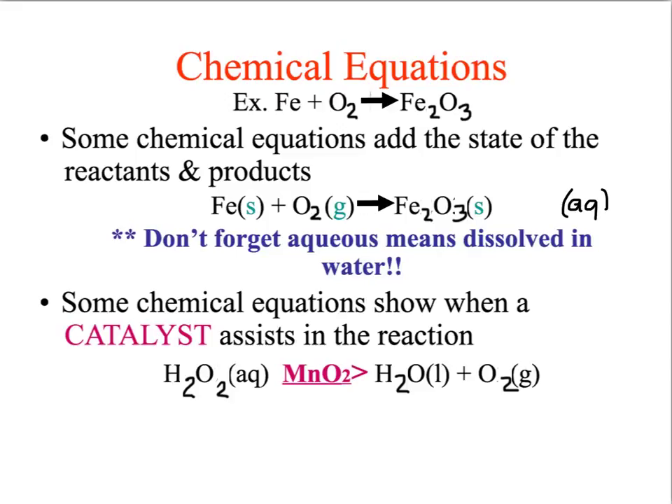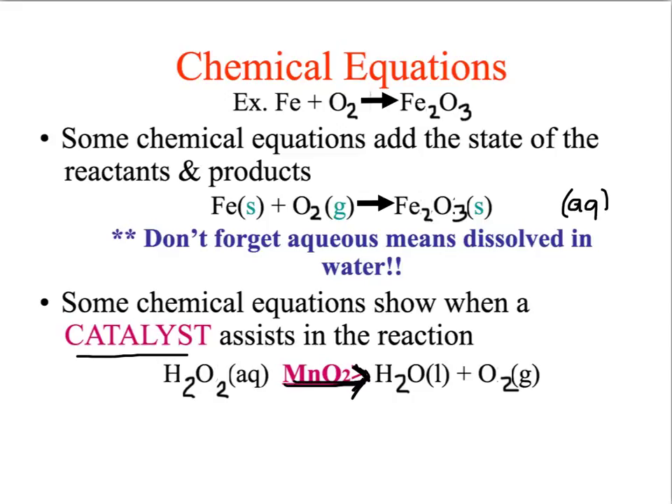Another thing that we might see is a reaction could show a catalyst. So a catalyst, you may have learned about enzymes in biology, and a catalyst is where something causes the reaction to happen, but it does not participate in the reaction, and at the end of the reaction, it is still the same as it was when the reaction started.